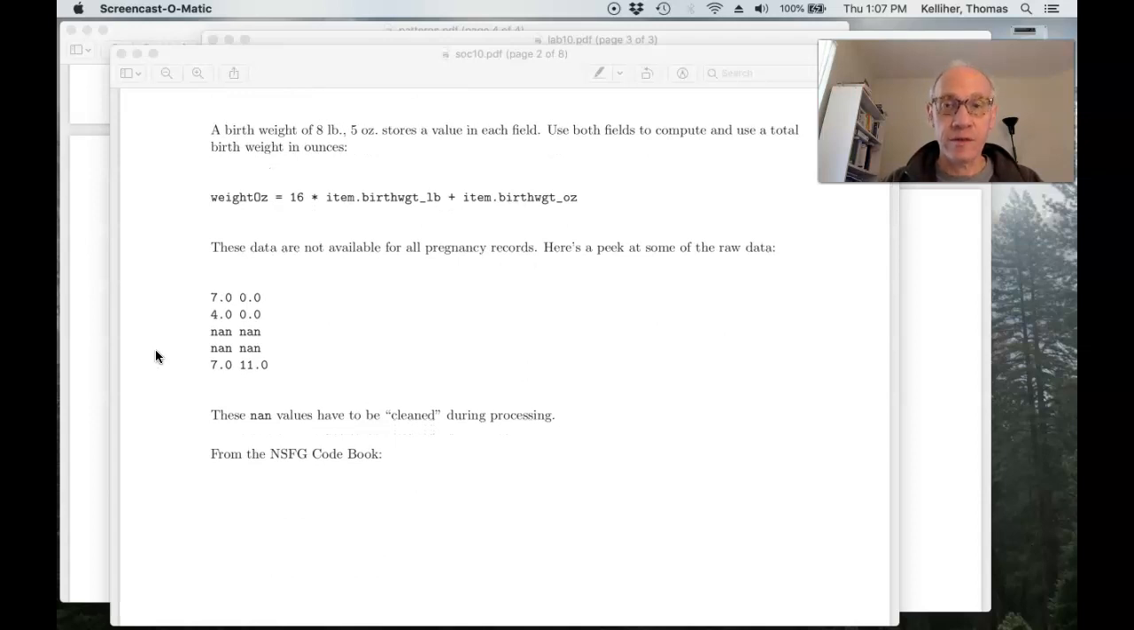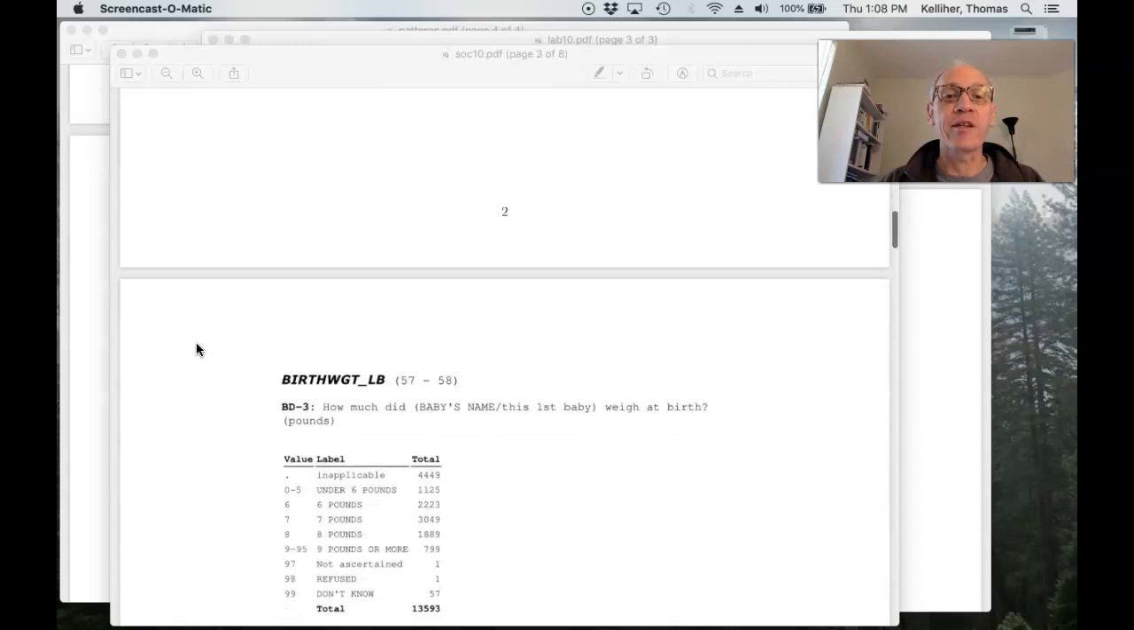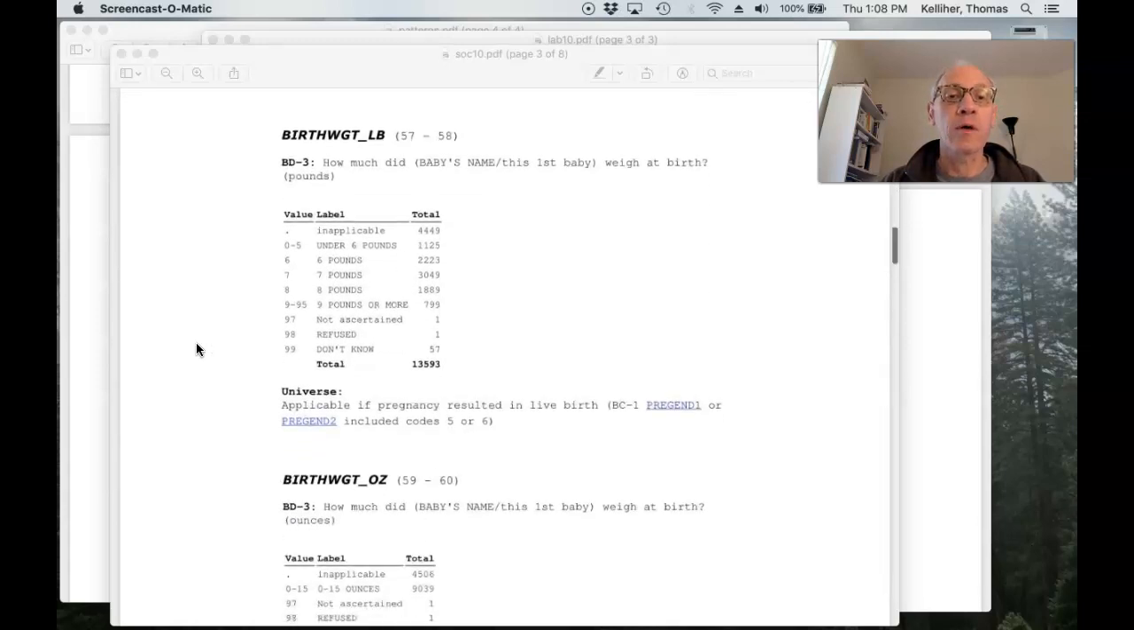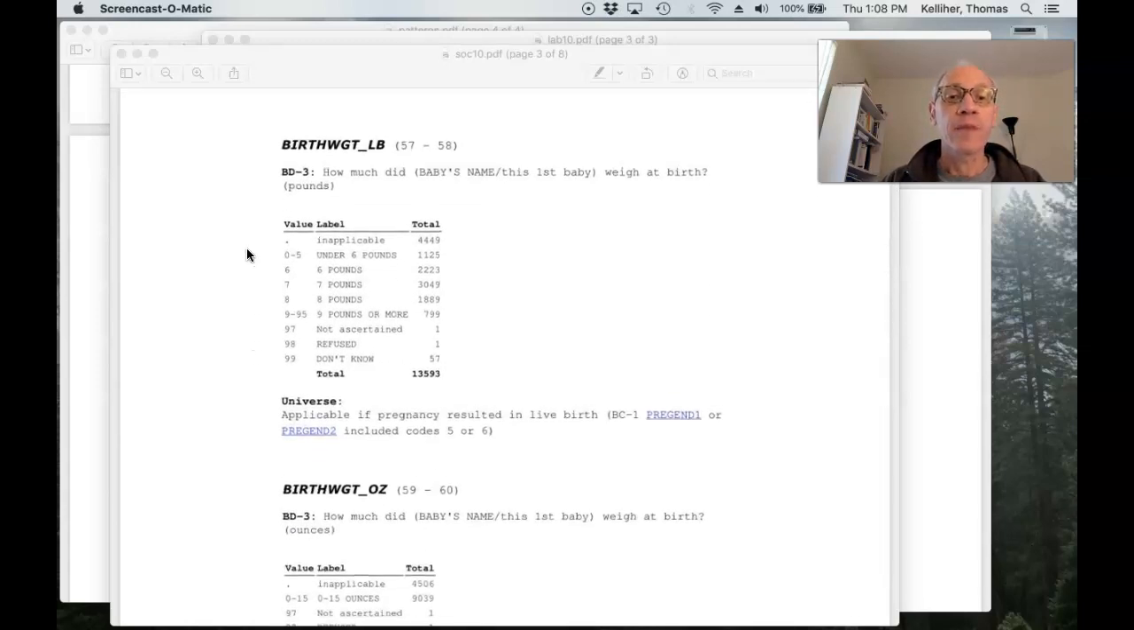If we actually look at the values for the birth weight in pounds and ounces in some of the records, we would see these NaN values. That stands for not a number. So it's these values that we need to clean. Looking at the code book for these fields in the NSFG code book, here are the values and their meanings.